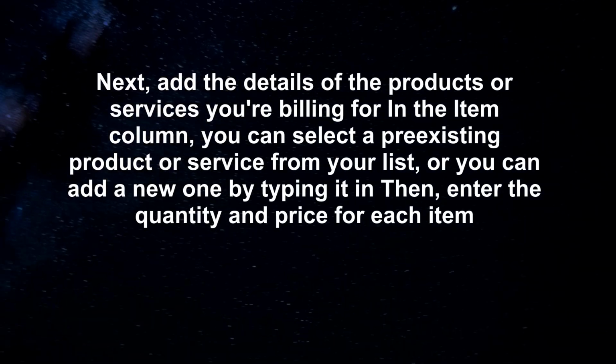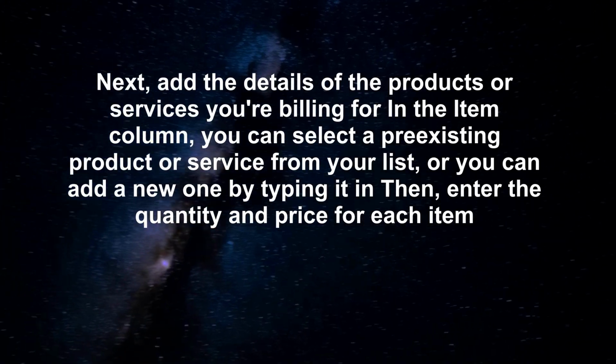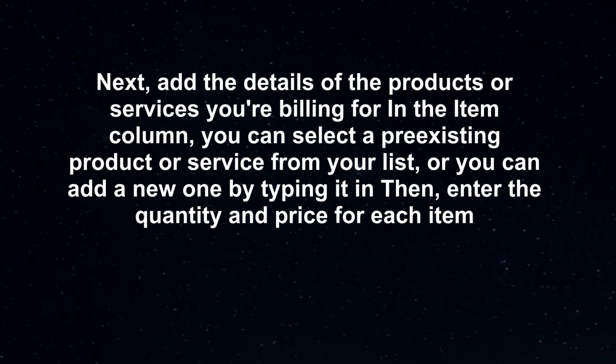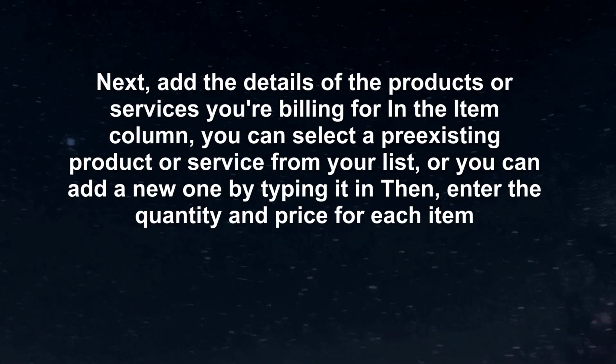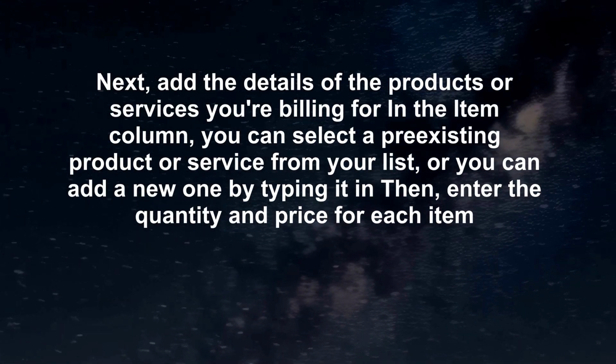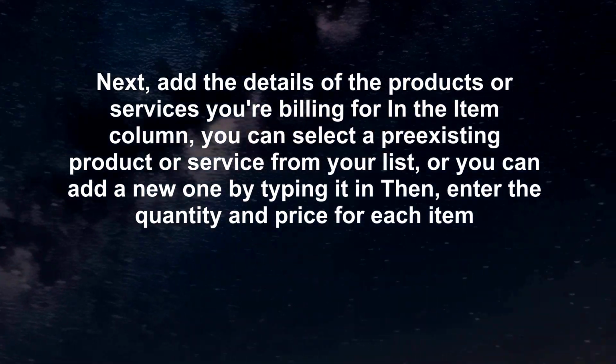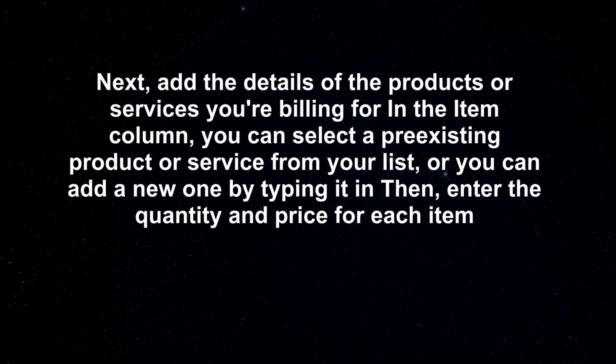Next, add the details of the products or services you're billing for in the item column. You can select a pre-existing product or service from your list, or you can add a new one by typing it in, then enter the quantity and price for each item.